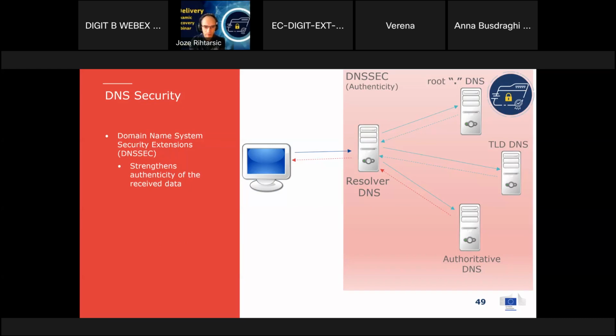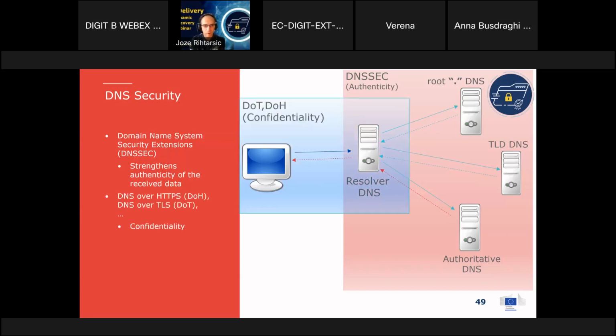And from our part, it's very important when we are configuring our network that we always use a resolver DNS which has DNS security enabled. And if you want to have confidentiality and a secure protocol to the resolver DNS, then we are using different sets of standards. For example, we are using DNS over HTTPS or DNS over TLS. And this one is used for confidentiality.